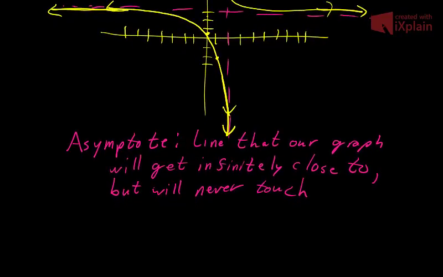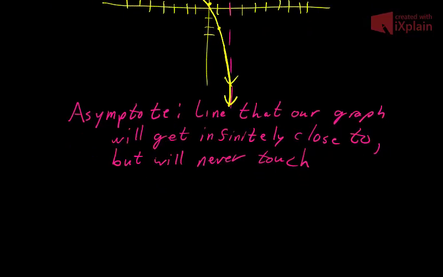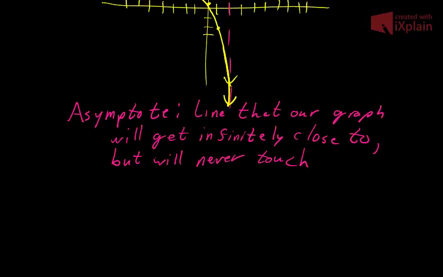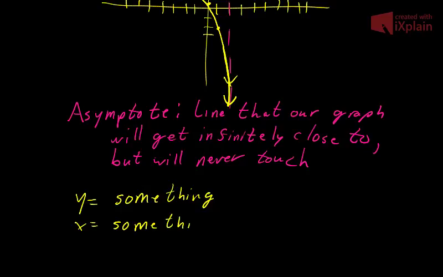So we're going to have two different asymptotes, and they're going to be written as, one is going to be y equals something, and the other is going to be x equals something. And we're always going to have two. And I want to show you guys how to find them.